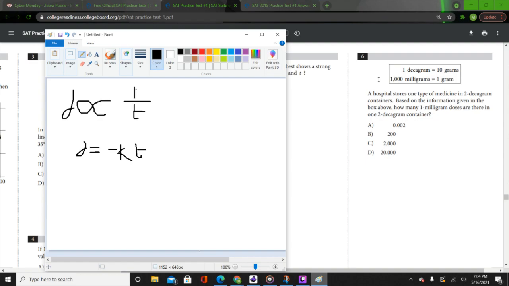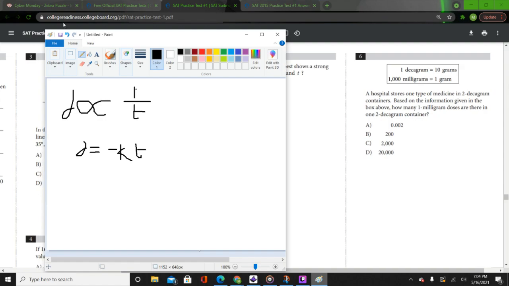1 decagram is equal to 10 grams. 1,000 milligrams is equal to 1 gram. A hospital stores one type of medicine in 2 decagram containers. Based on the information given in the box above, how many 1 milligram doses are there in one 2 decagram container?